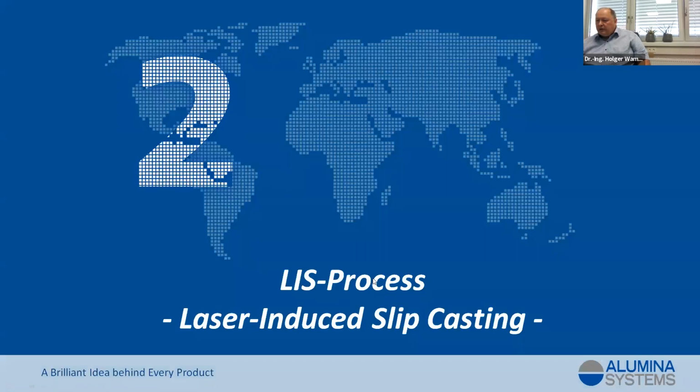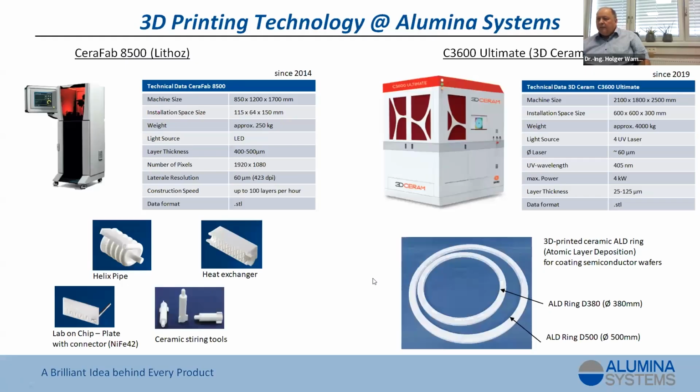Next slide. Okay, this is the setup we have now. We have the CeraFab from Lithoz, the S65. And Johannes, you know, it's the number 2 in the world. With that printer we are producing a lot of small and very precise parts. They do not have to be reworked, like already said before.